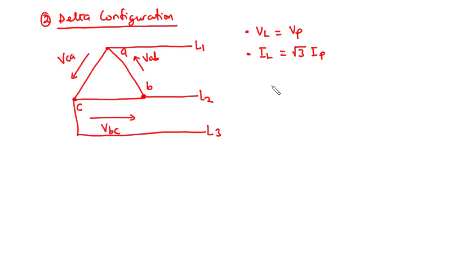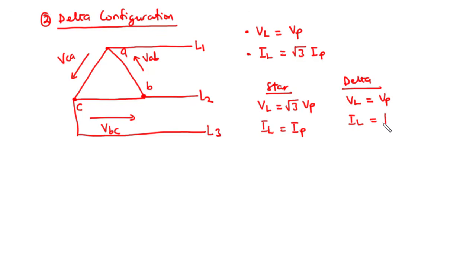So in summary, for a star configuration, the line voltage is equal to √3 times the phase voltage, and the line current is equal to the phase current. For a delta configuration, the line voltage is said to be equal to the phase voltage, and the line current is equal to √3 times the phase current.